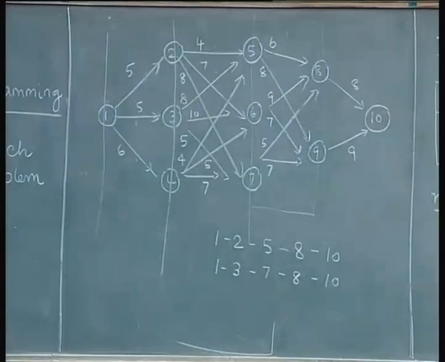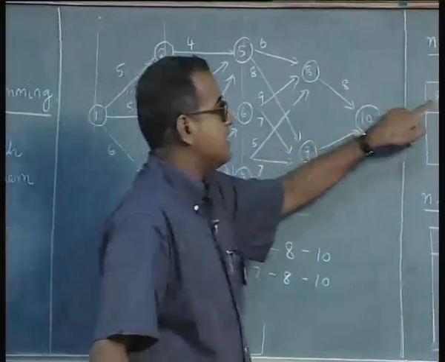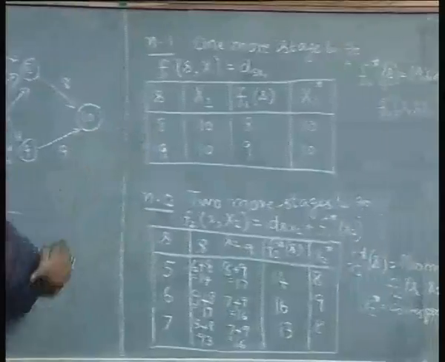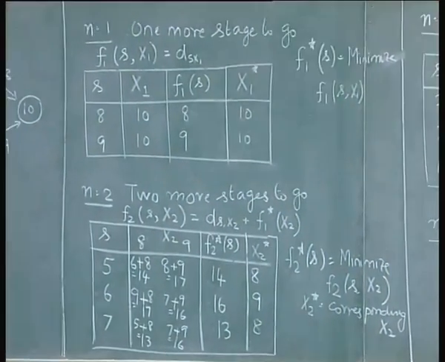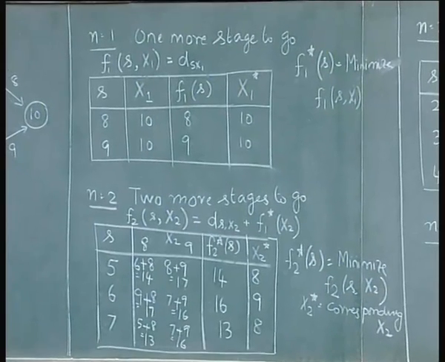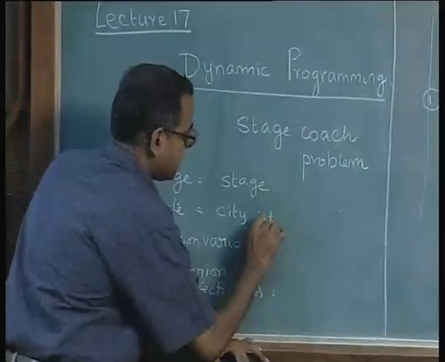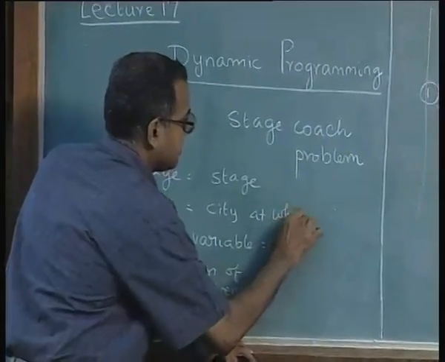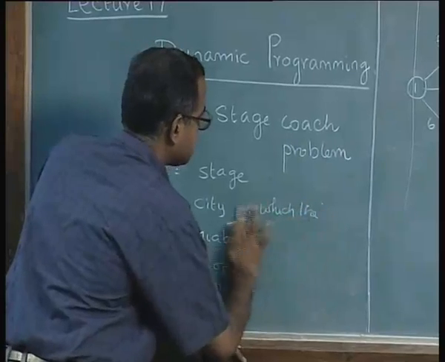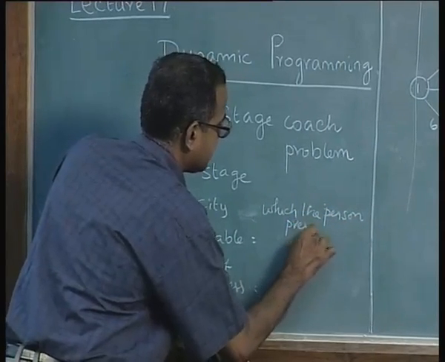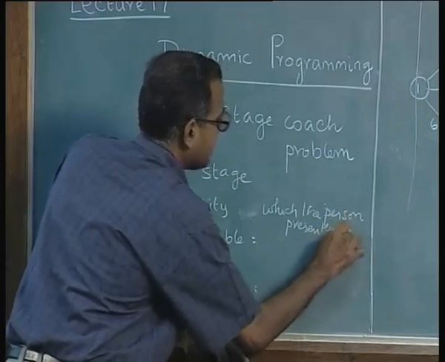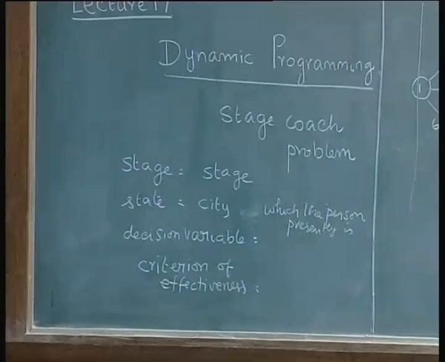State here is, at every table you realize the state is the place where the person is already, from where he or she has to make a decision. So state is the city in which the person presently is, or you can say the city in which the person is located.